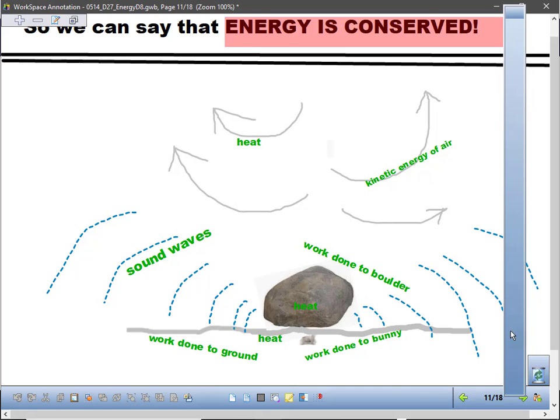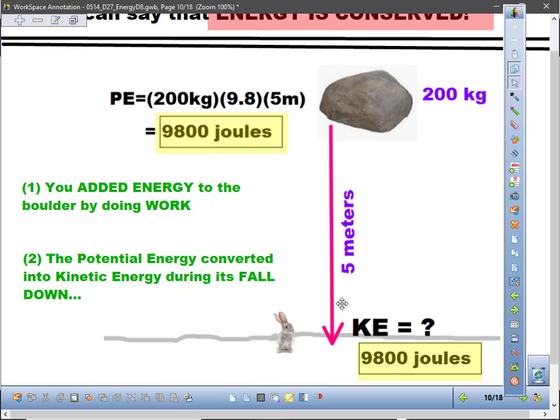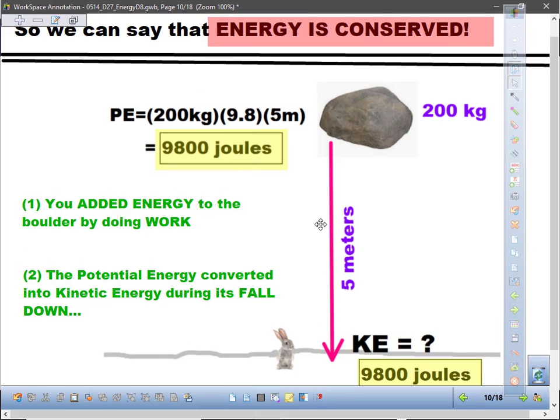All these forms of energy right here at the end add up to the kinetic energy of the boulder dropping, which adds up to the energy that you gave it when you did 9,800 joules of energy. Conservation of energy. Energy is conserved. It's one of the main ideas in science.